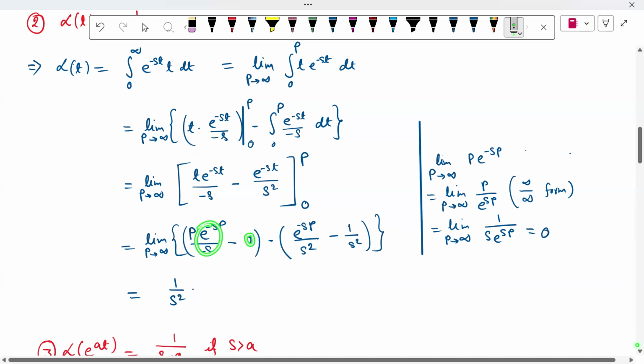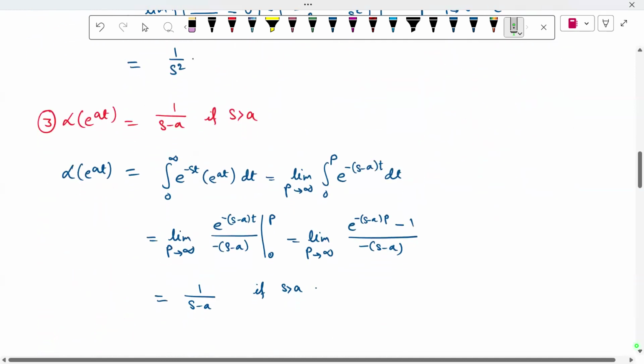As p tends to infinity, this becomes 0. This term is already 0, similar to the previous example we looked at. So the only term left is minus 1 by s square, and with the other minus present here, minus minus becomes plus, which gives 1 by s square.